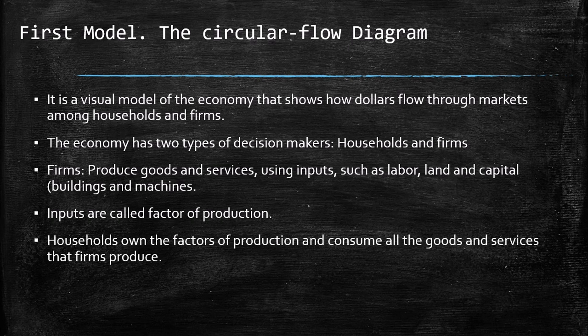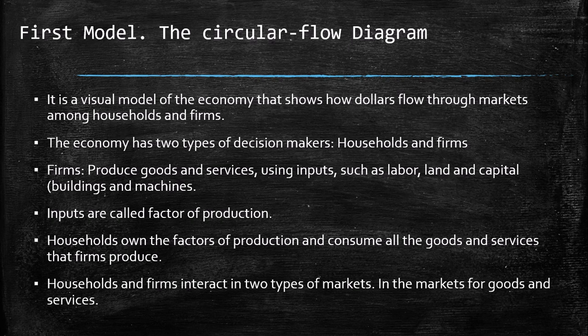On the other side, the households, we assume that they own the factors of production. They are the owners of labor, which is true, but it's maybe not so clear when it comes to owning land and capital. But as we said before, we are simplifying, and we are saying that the households are the owners of all the factors of production, and at the same time they consume all the goods and services that firms produce. The households and firms interact in two different markets: one market of goods and services, and the other the market of the factors of production.